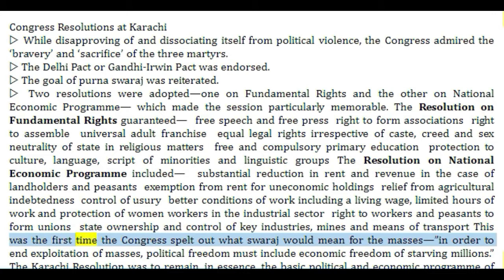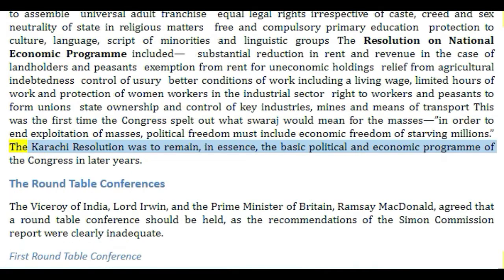This was the first time the Congress spelled out what Swaraj would mean for the masses. In order to end exploitation of masses, political freedom must include economic freedom of starving millions. The Karachi resolution was to remain, in essence, the basic political and economic program of the Congress in later years.